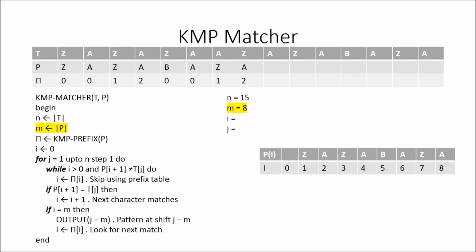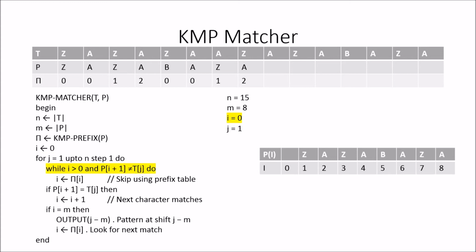Firstly, we put n equal to the size of the target string, 15 in this case, put m equal to the size of the pattern string, which is 8, and load in the prefix array. We put i equal to 0. This will keep track of how many matched elements we have so far. We then enter the for loop from 1 to n, which is the end of the target string. i is not greater than 0, so we do not enter the while loop. P[i+1] does equal T[j], z does equal z, so we enter the if statement where i is incremented. i does not equal m, so we go back to the top of the for loop.